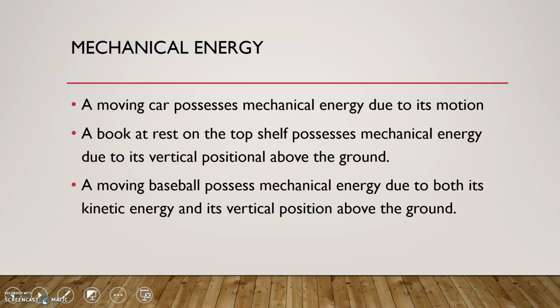So we can look at a couple of examples. A moving car possesses mechanical energy due to its motion. A book at rest on top of a shelf possesses mechanical energy because of its vertical position and it's elevated. And then a moving baseball possesses mechanical energy because it has both kinetic energy because it's moving and vertical position because it is above the ground.